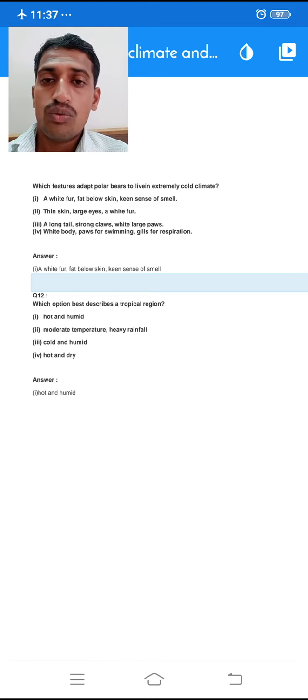And the last one: which option best describes the tropical regions? Tropical regions are hot as well as wet. It means rain is also received, and more temperature is received. Hence it is called hot and wet, or hot and humid.